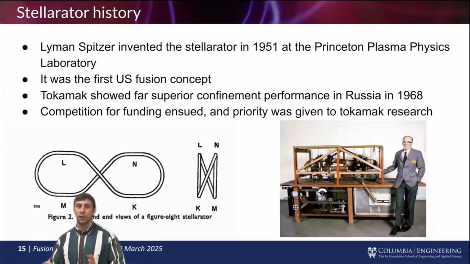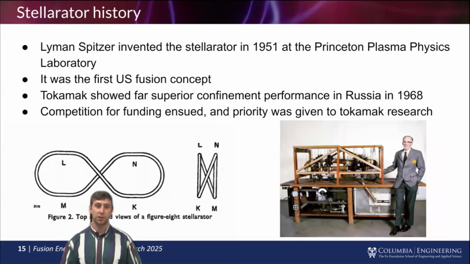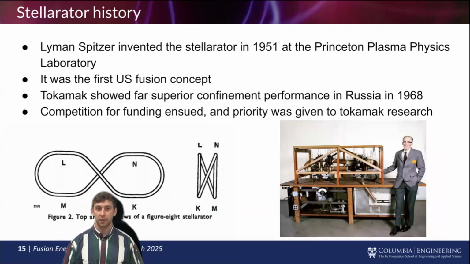So a little bit of history on stellarators. The concept was proposed by Lyman Spitzer in 1951 at the Princeton Plasma Physics Laboratory. It was the first US fusion concept. The tokamak was an idea that had been thrown around even in the US at the time, but it was thought to be way too unstable to support such a large plasma current in a magnetic fusion device. So the focus of the research in the US was on stellarators.